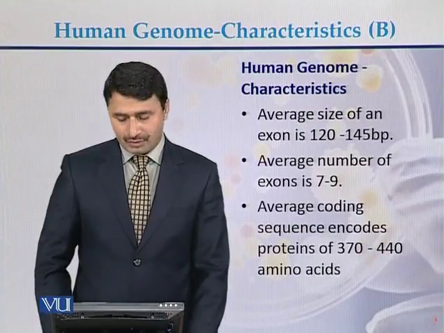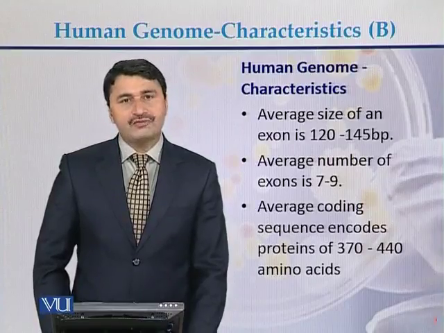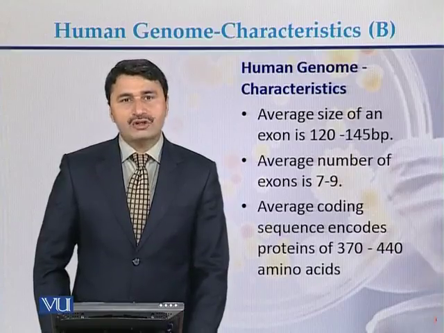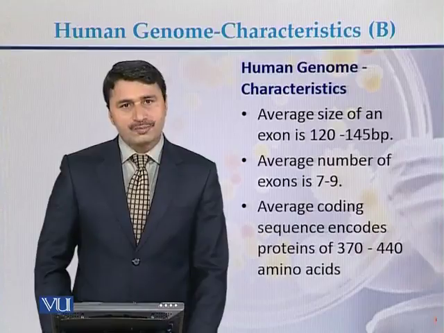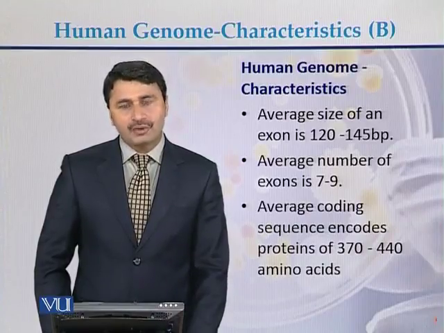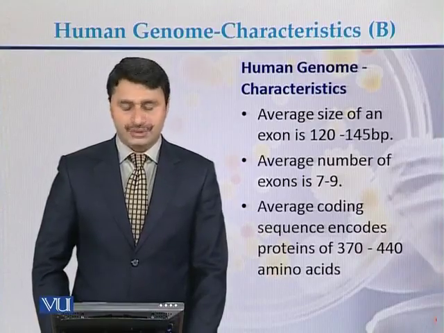amino acids. So the average size of exon is between 120 to 145 base pair. The average number of exons is 7 to 9 exons per gene, and the average number of amino acids per protein can be between 370 up to 440 amino acids.